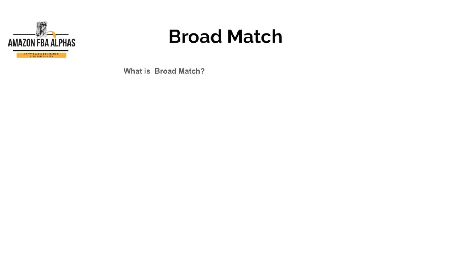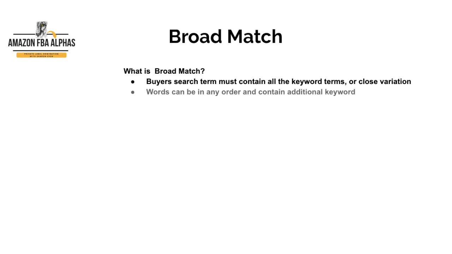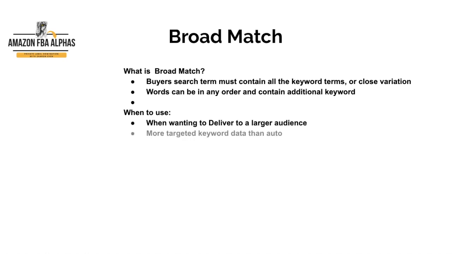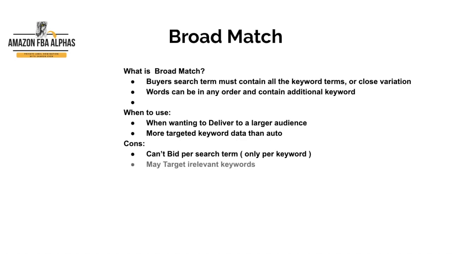Broad match. What is broad match? Buyers' search terms must contain all the key terms or a close variation. Words can be in any order and contain additional keywords. You can see I wanted to add a bullet point there and I didn't. When to use? When wanting to deliver to a larger audience. More targeted keyword data than auto. Cons. You can't bid per search term, only per keyword. You may target totally irrelevant keywords. And then examples. Gold eye mask.